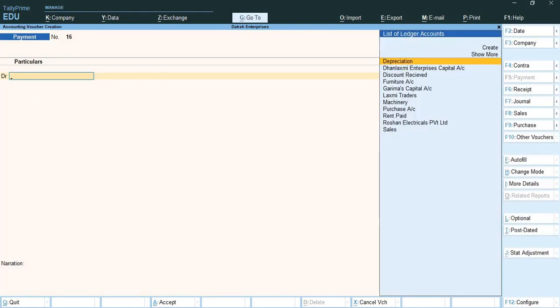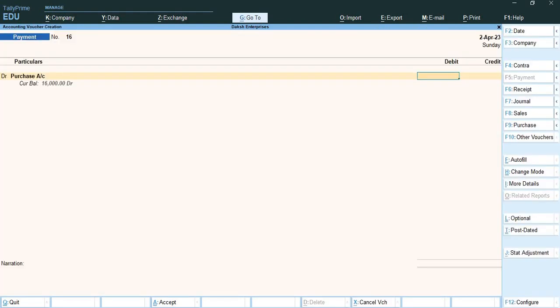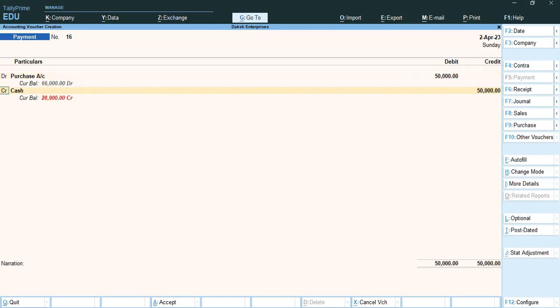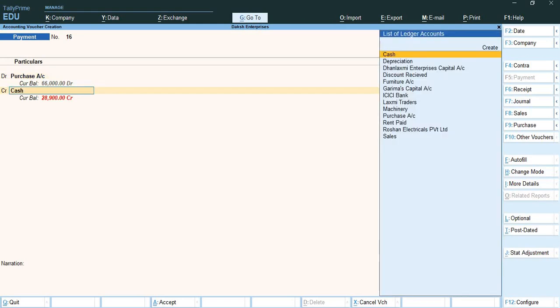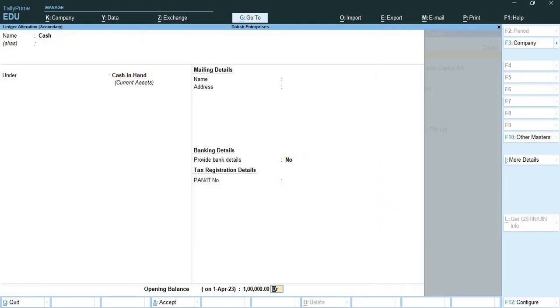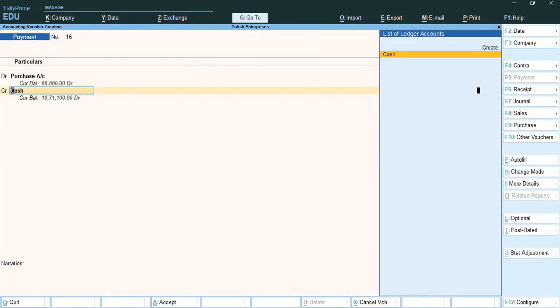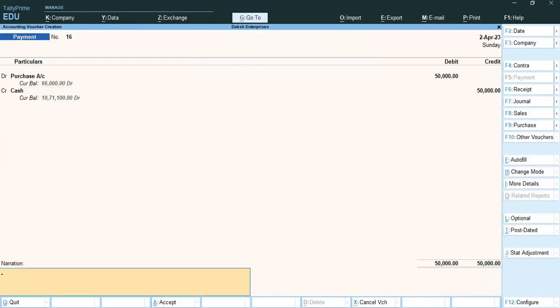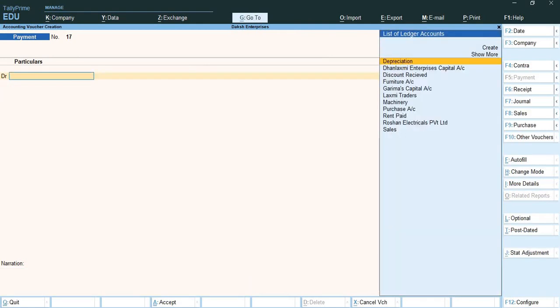Alright. Next is goods purchased from Lakshmi Traders amounting to rupees 50,000 on cash. So we are purchasing goods on cash. So I will debit my purchase account with 50,000 and credit my cash account, but I need to alter my cash ledger. Here I need to change my opening balance. So this way my entry is done.